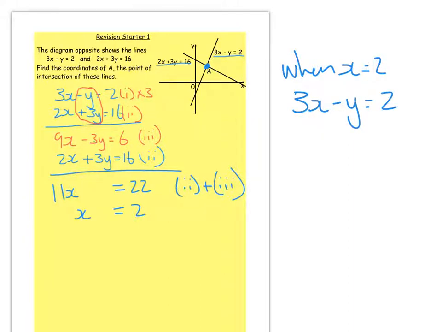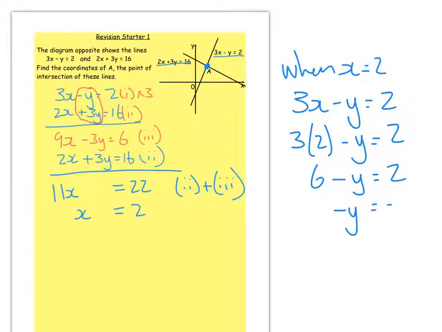So when x equals 2, that becomes 3 times 2 minus y equals 2. 6 minus y equals 2. And in this case, I'll take 6 from both sides. Minus y equals minus 4. Multiply both sides by a negative 1, and I get y equals 4. So when x equals 2, y equals 4, that is the coordinates 2, 4. And that's where the lines intersect.